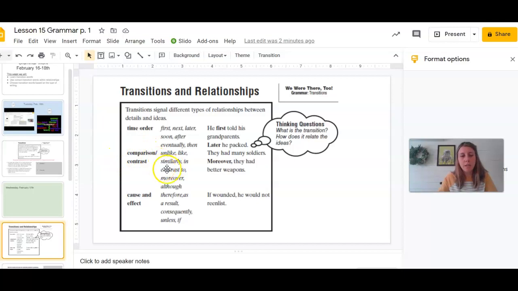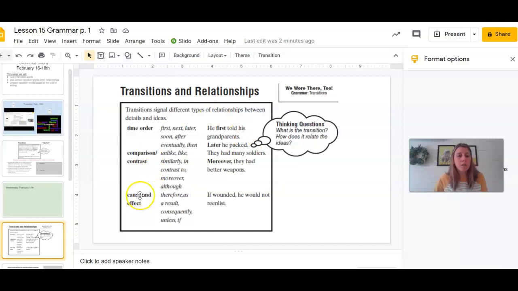We also have compare and contrast words. Unlike, like, similarly, why can't I say that word? In contrast to, moreover, and although. Those would be some words that we would use to compare and contrast two things. For example, they had many soldiers. Moreover, they had better weapons. So more importantly, right, we're comparing which group had more weapons would probably be better off to win whatever they're fighting for, right?